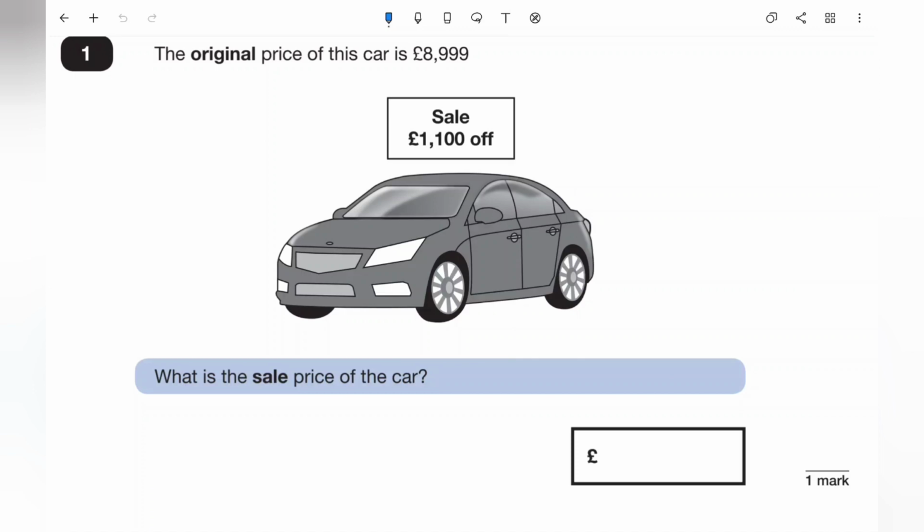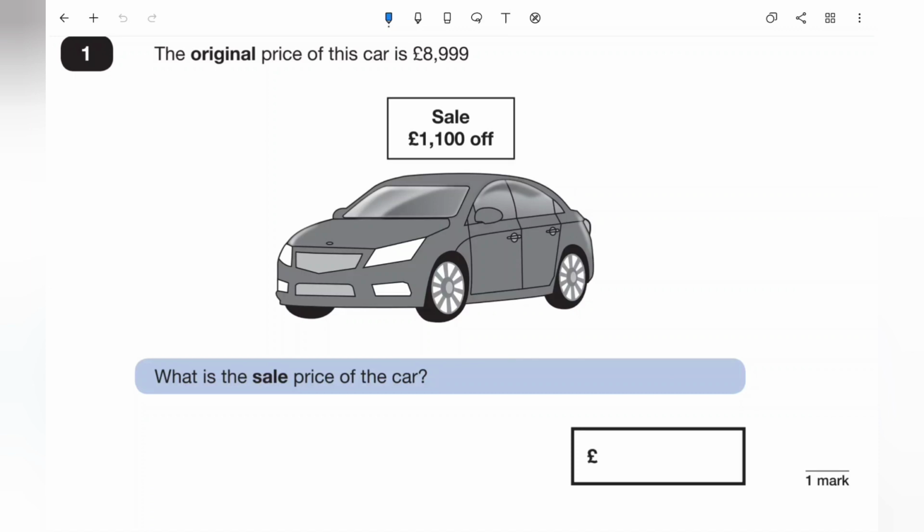So the question reads the following. The original price of this car is £8,999. Now there is in fact a sale, and the sale is giving you £1,100 off. What is the sale price of the car?